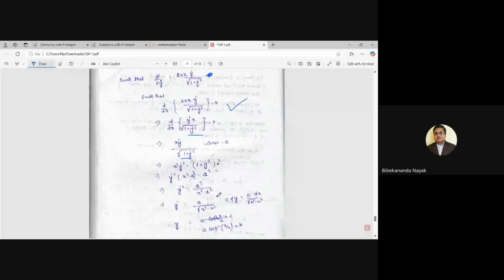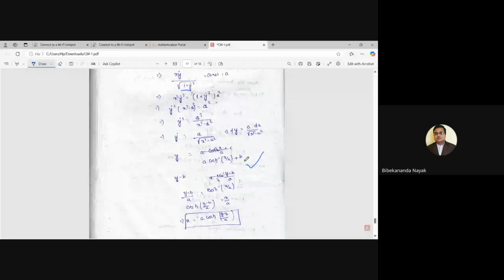So if it is a constant, now squaring both sides and equating, we found y dot is equal to a by the square root of x square minus a square, or y is equal to, if you integrate it, a cos hyperbolic inverse of x by a, plus a constant. So y minus b by a is equal to this. We found x is equal to a cos hyperbolic of y minus b by a. It is actually the equation of a catenary.